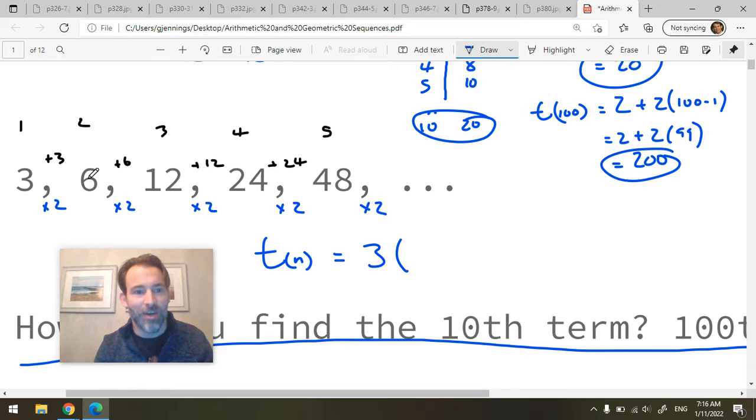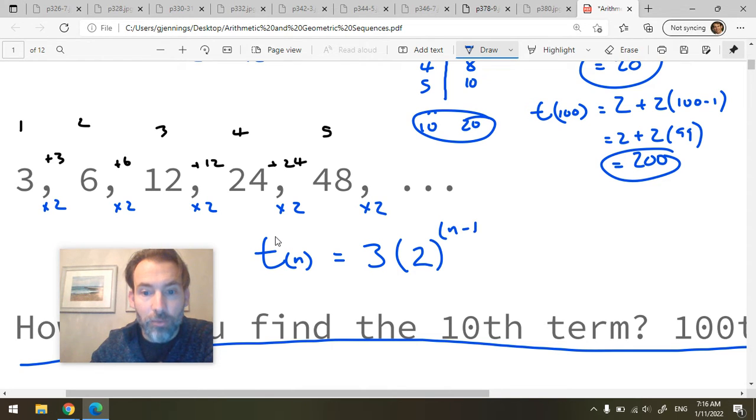So if I divide 6 by 3, I get 2. If I divide 12 by 6, I get 2. If I divide 24 by 12, I get 2. It's always 2. Okay. So here, to find the next term in the series, I want to multiply by progressively more 2's. So I would have 2 there, raised to the power n minus 1. Okay. So for the first term, this would be 1 minus 1.